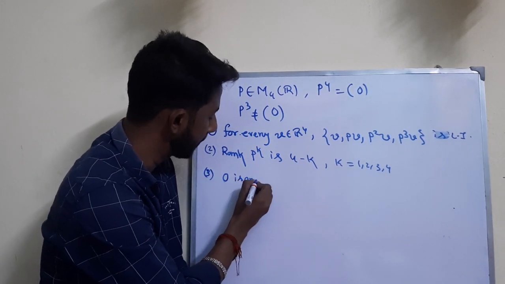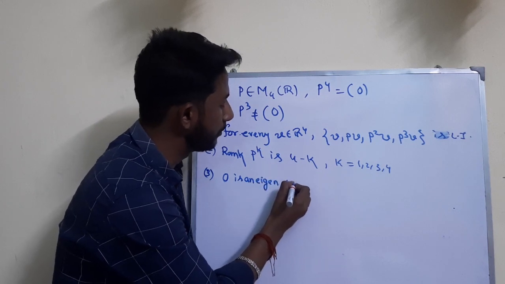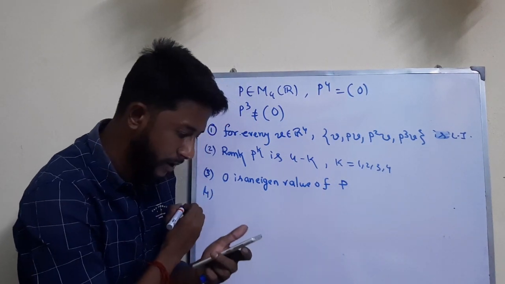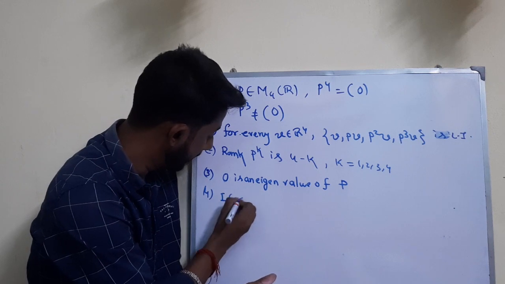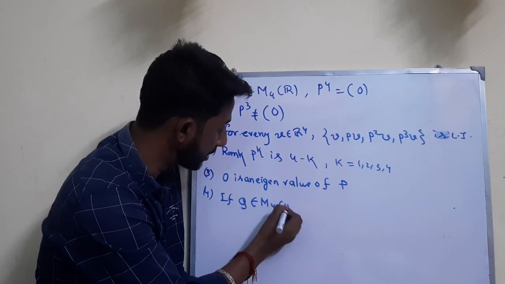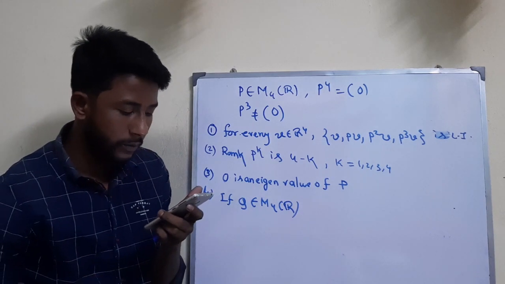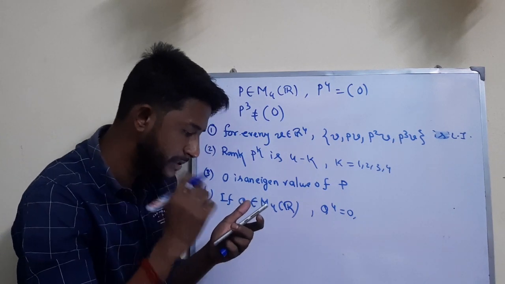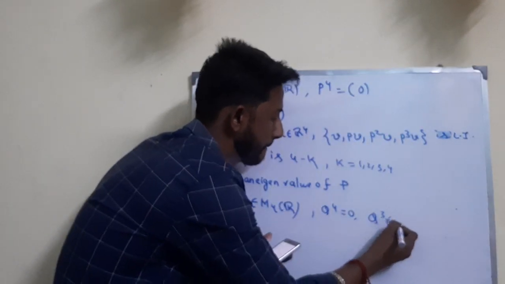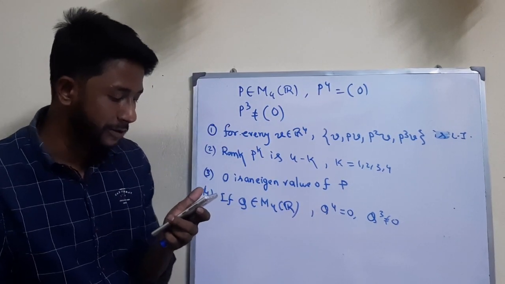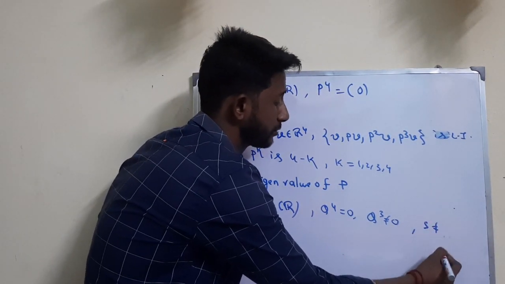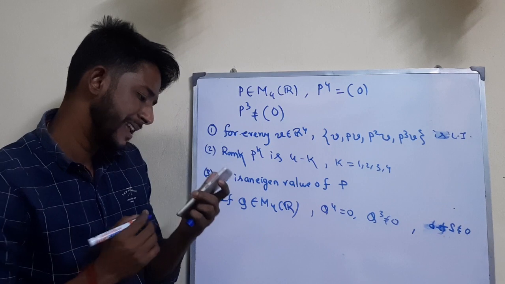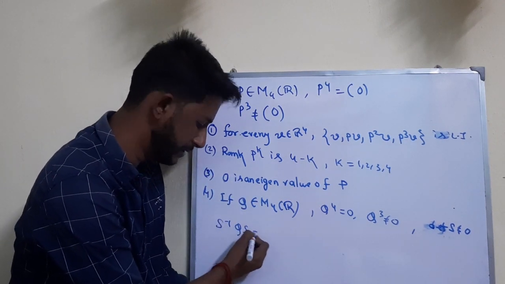0 is an eigenvalue of P. And the fourth option says that if Q belongs to M4(R), it means Q is again a 4 cross 4 matrix such that Q to the power 4 is again 0 and Q cube is again non-zero. Then there exists a non-singular matrix S, that is, S not equal to 0, such that S inverse QS is equal to P.